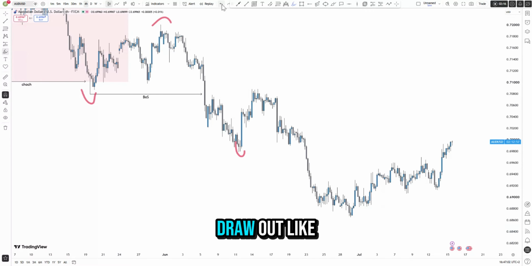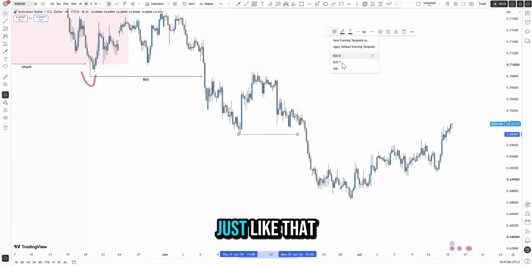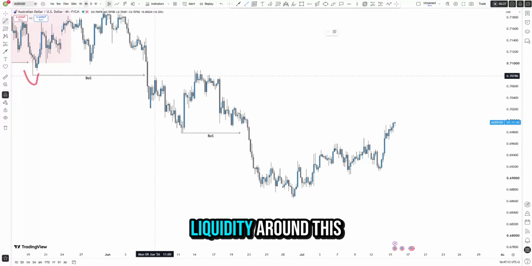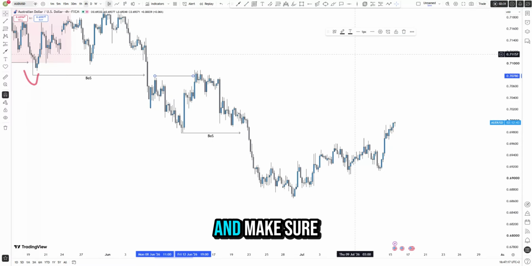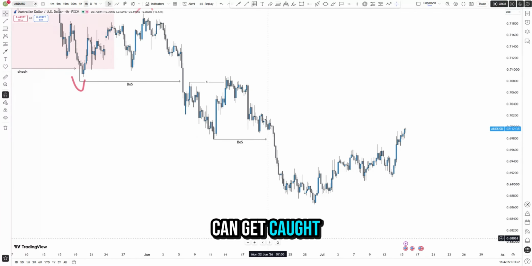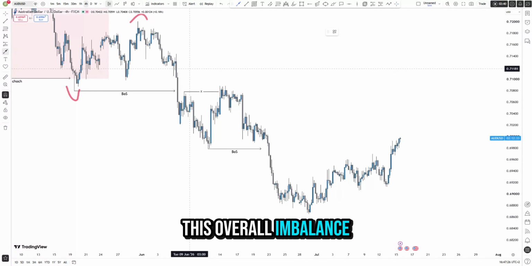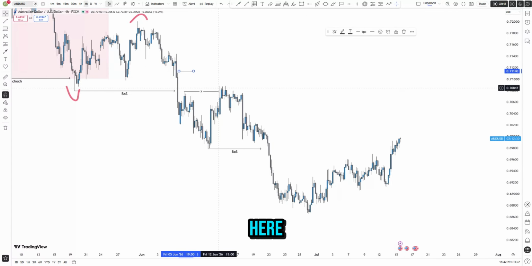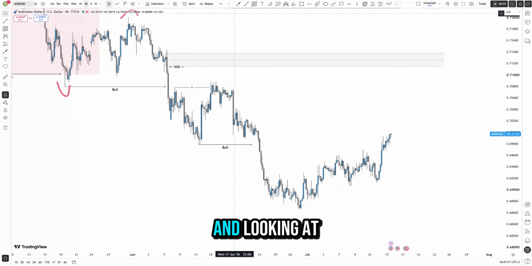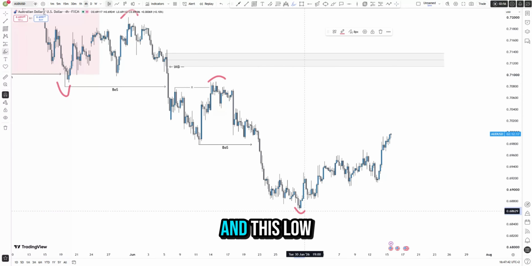So let's just draw out the structure that we have. So break around this point, just like that to the downside. So this is a sweep of liquidity around this point here. Sweep, and make sure that you cater for all the sweeps of liquidity, just because sometimes you can get caught on the wrong side, whereby the market will try and fill this overall imbalance that we have around this point here. And this is our imbalanced supply zone, and looking at the current structure, we are looking at this high and this low here.